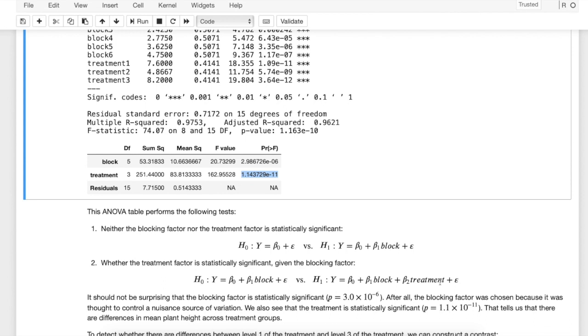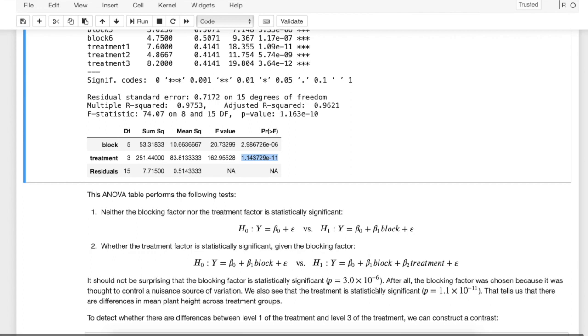And so including the treatment factor here says that yes, there is some difference across the treatments, right? So some fertilizer treatment or the control does better with respect to plant height than some other. And of course this p-value is very small, and so we would reject the null hypothesis and conclude that the treatment factor is playing some role in explaining variation.